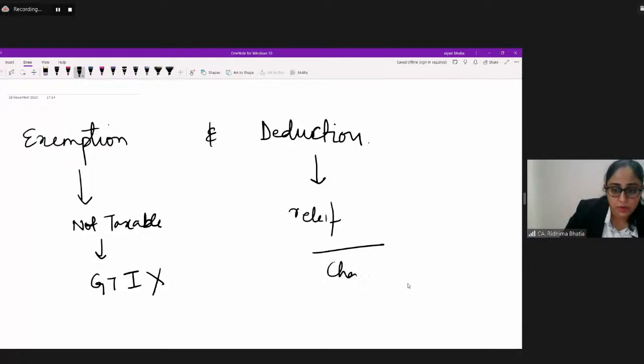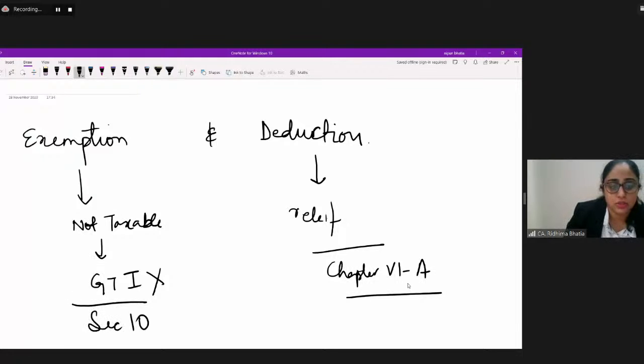Majorly deductions are covered under chapter 6A, which is from 80C to 80U. Exemptions are covered under section 10. Under section 10. So section 10 of the Income Tax Act actually has a heading, incomes which do not form part of the total income. Correct? Any doubt? Okay.